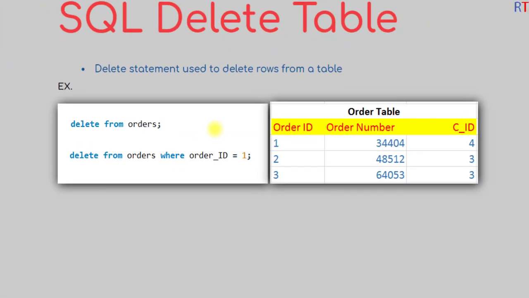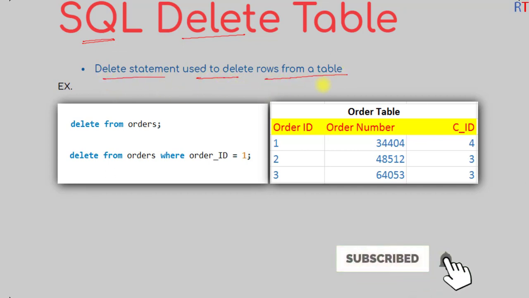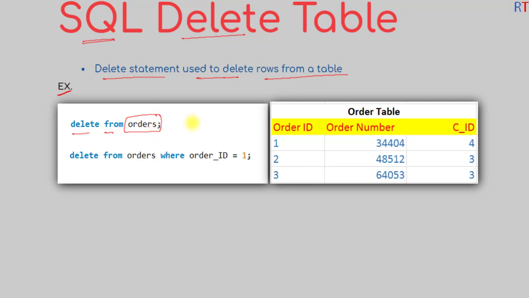Hey, what's up guys? In this video we're going to talk about the delete statement in structured query language. The delete statement is used to delete rows from a table. For example, we can write the statement delete from and then the name of the table, and this line of statement will delete all the rows from the orders table.